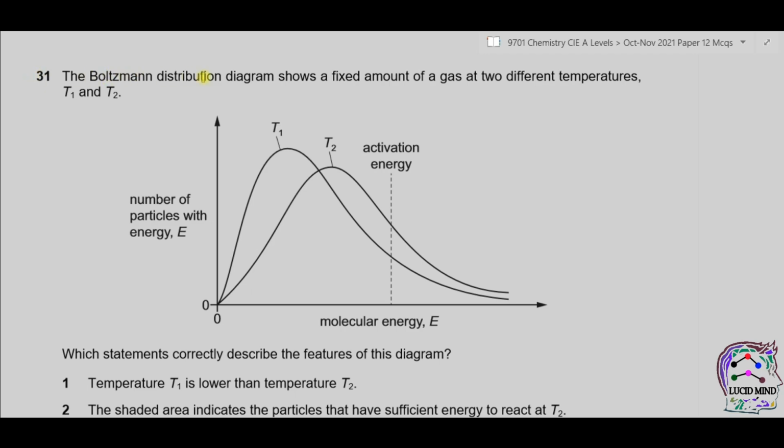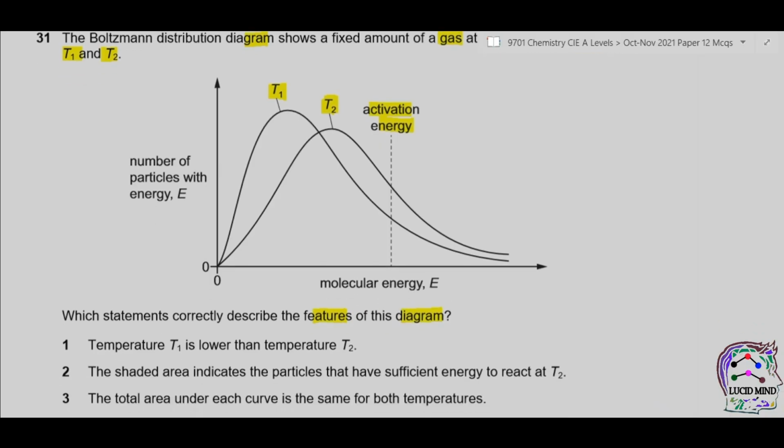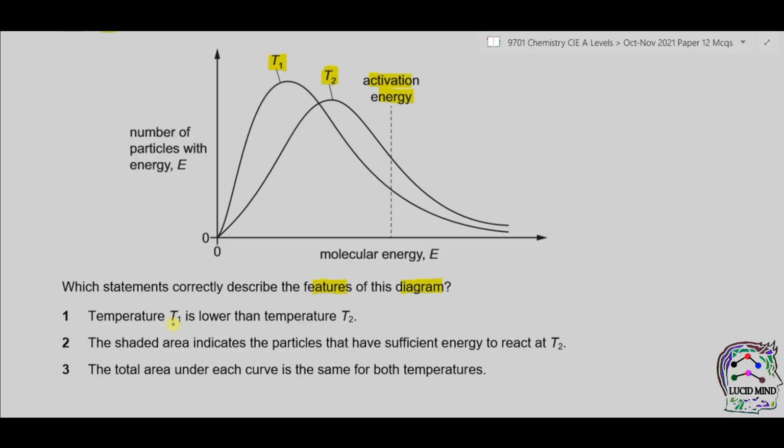Question 31. The Boltzmann distribution diagram shows a fixed amount of gas at two different temperatures, T1 and T2. This is the T1 peak and this is T2. And this is the activation energy that is shown. Which statements correctly describe the features of this diagram? Number 1. Temperature T1 is lower than temperature T2.